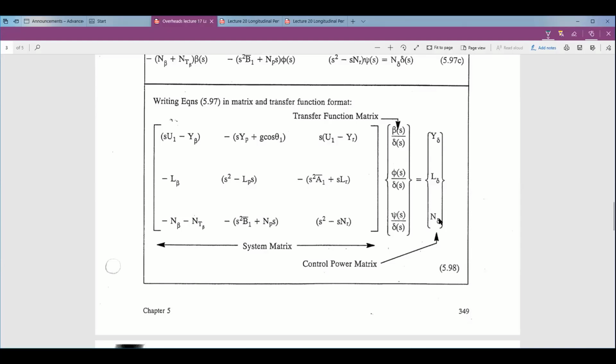So then how do we solve this? Cramer's rule. So to get beta, you replace the first column with the right-hand side, determinant on top, and then the determinant of the whole matrix here on the bottom. So the determinant of this matrix gives you the roots of the denominator polynomial of the transfer function. So those are the roots that give us the response. To get phi, you replace the middle column. And to get psi, you replace the right column.